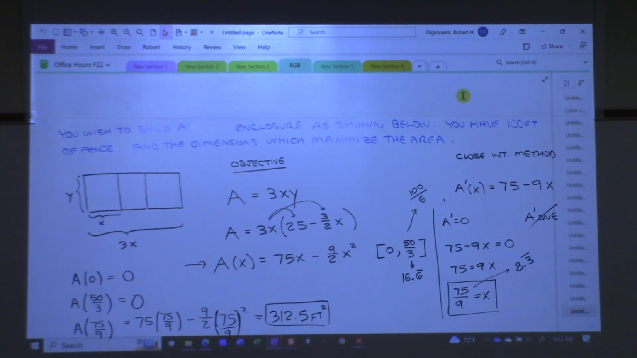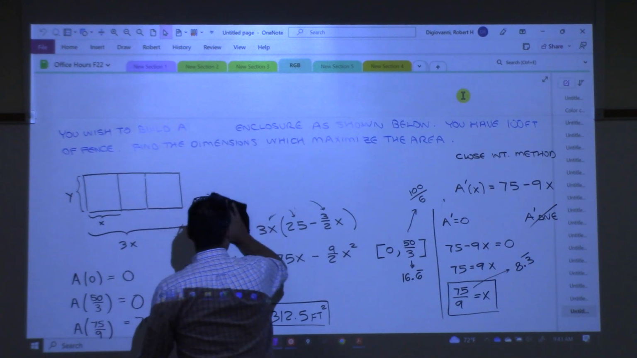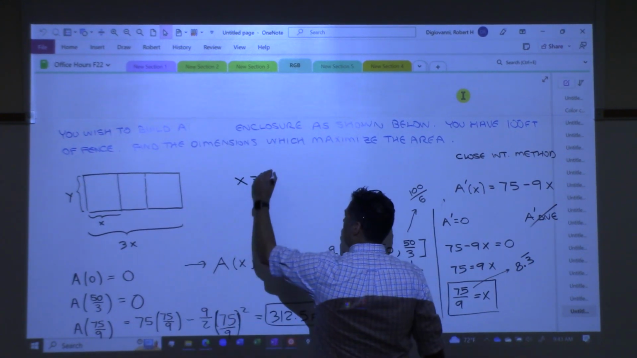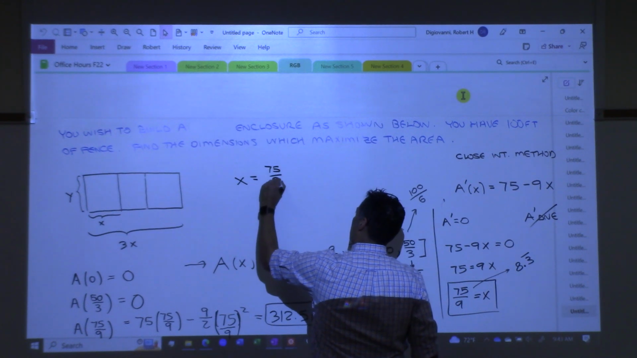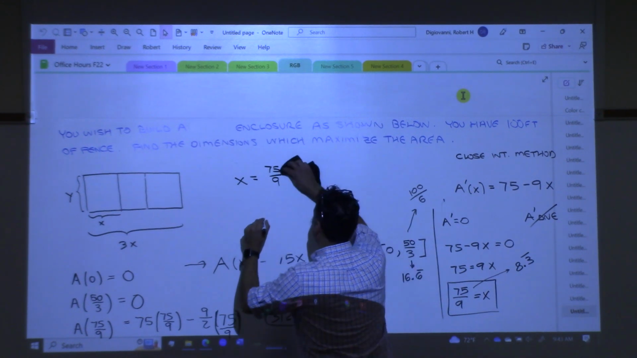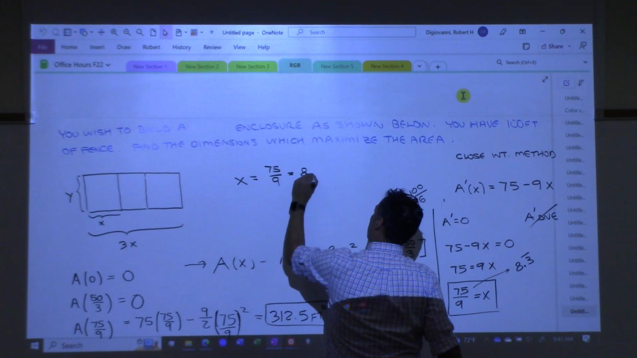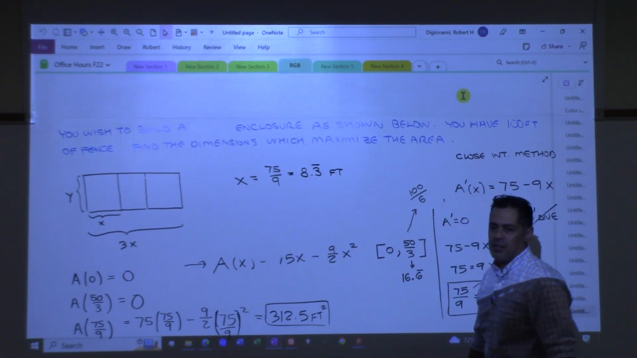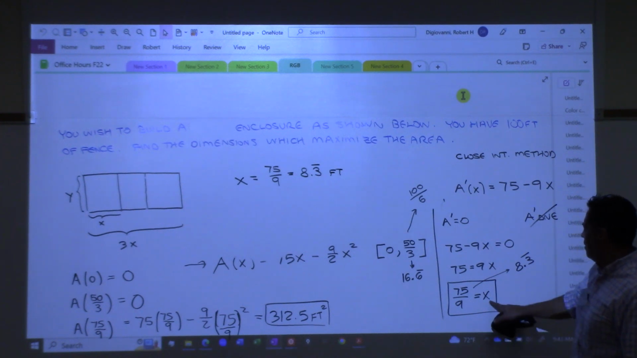All right, so let's answer the question. What are the dimensions? I know that I get a maximum when x is that number, 75 over 9, which we said is 8.33. So 8.3 repeated feet, right? That's how long x needs to be. That's this number here, right?